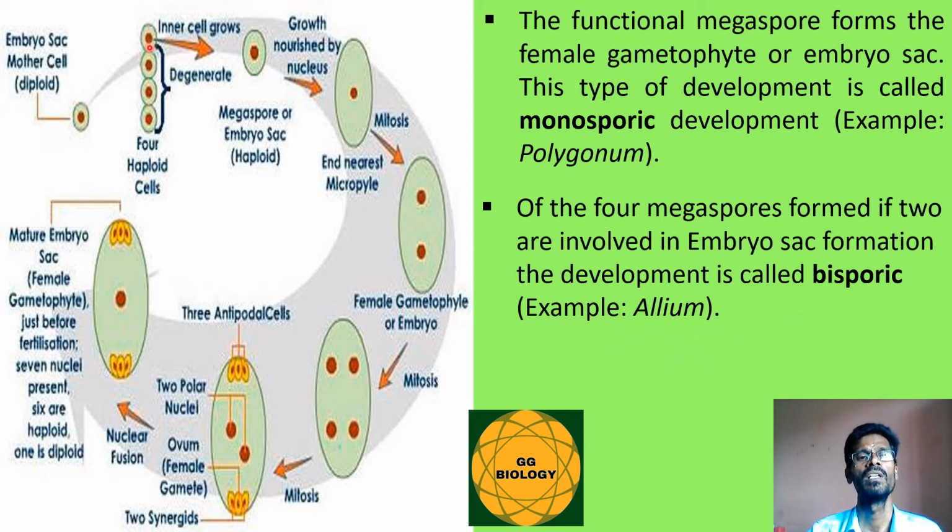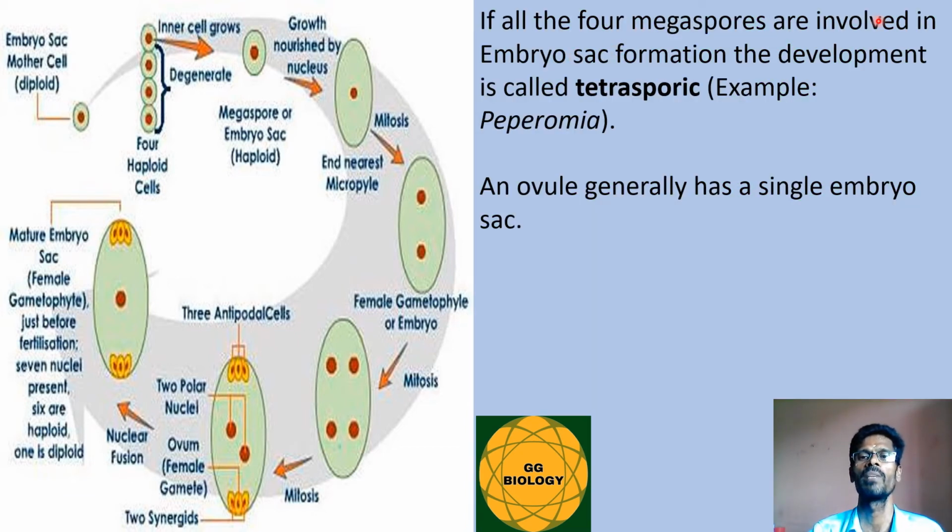Among the 4, if 2 are involved in the formation of the embryo sac, such a type is called bisporic formation, as in Allium. And if all the 4 megaspores are responsible for the formation of the embryo sac, such a method is called tetrasporic development, for example Peperomia. An ovule always has a single embryo sac.